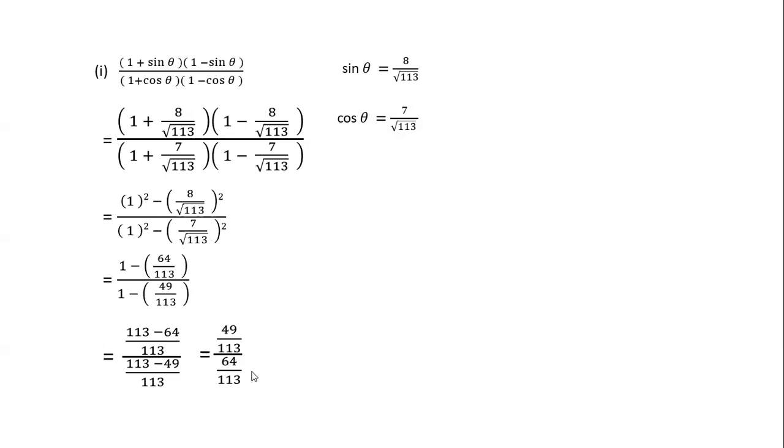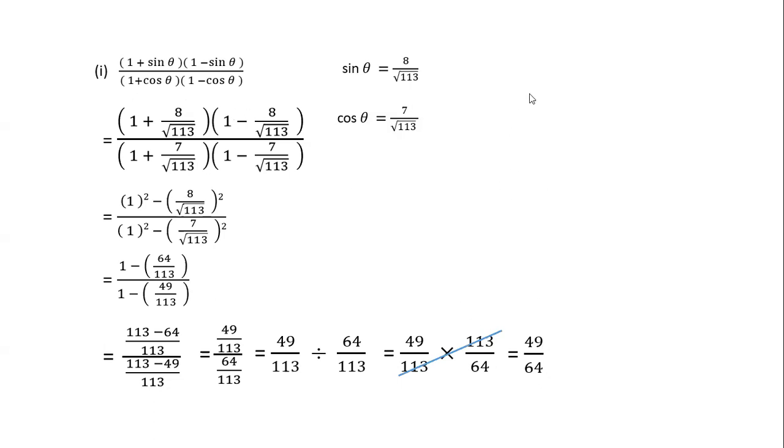So this is a division. It should be 49 upon 113 divided by 64 upon 113, which is equal to 49 upon 113 into 113 upon 64. This and this cancel. So your answer is 49 upon 64. So the value of this expression is 49 upon 64.